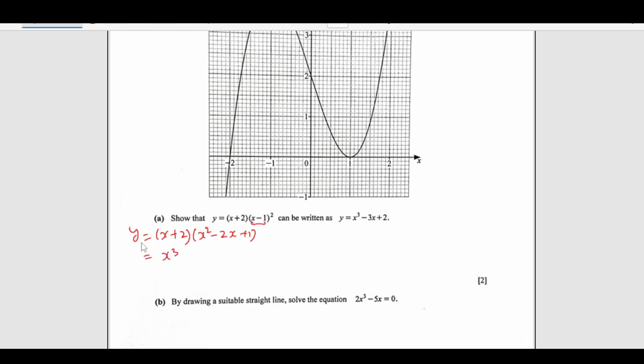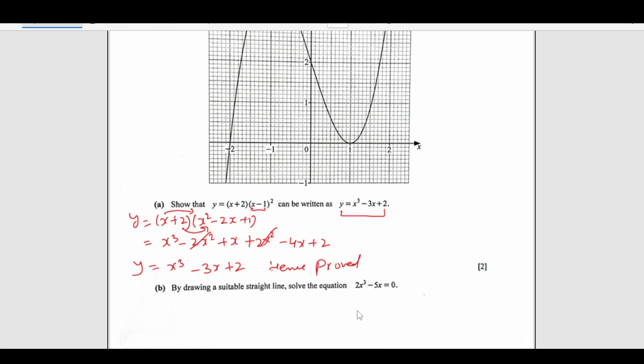So this will be, x will be multiplied throughout, x cubed minus 2x squared plus x, plus then 2 will be multiplied throughout here, 2x squared minus 4x plus 2. Now you simplify this, x cubed, then this 2x squared is cancelled, and this is minus 3x plus 2. So see, this can be written as, so you write hence proved. Okay, now by drawing suitable lines, solve this. Now we have 2x cubed minus 5x equals 0.